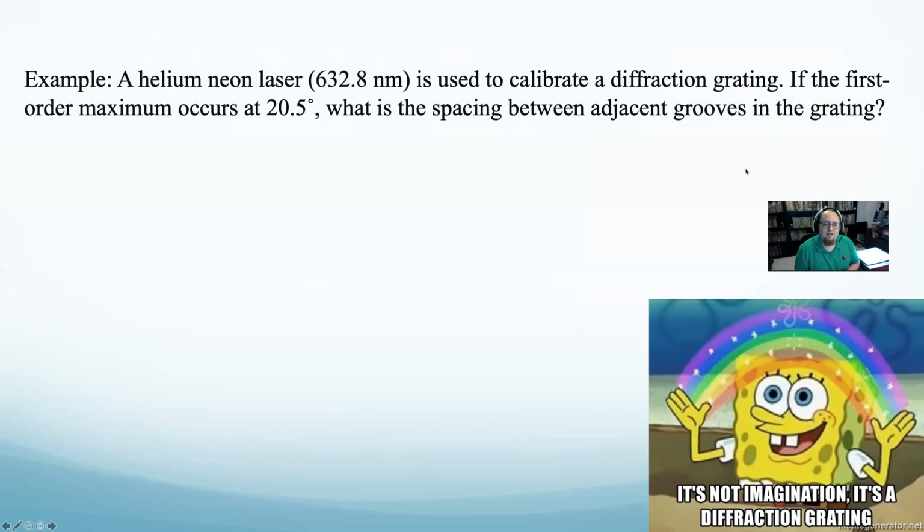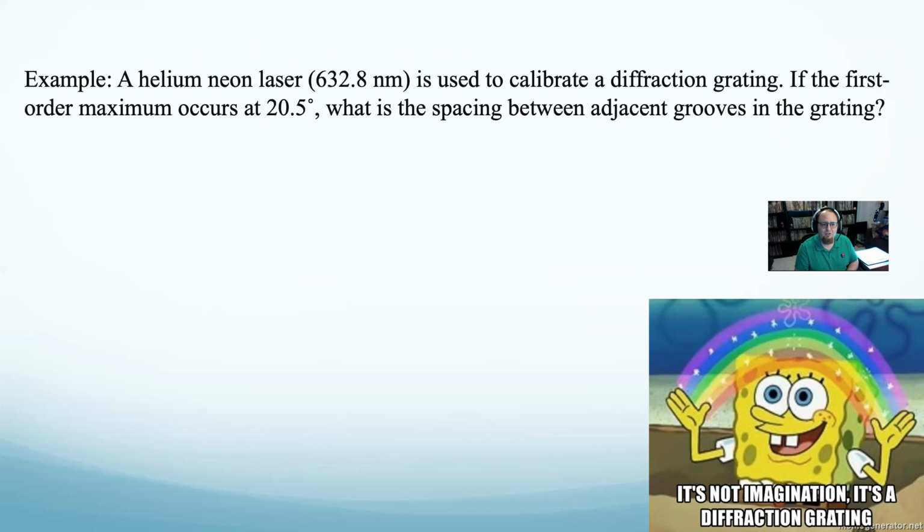Helium neon laser has a wavelength of 632.8 nanometers. That's just a regular red light, like a red laser pointer. It's a helium neon. That's the color of all basically red lasers. Helium neon makes a laser really easily, and it's used to calibrate a diffraction grating.